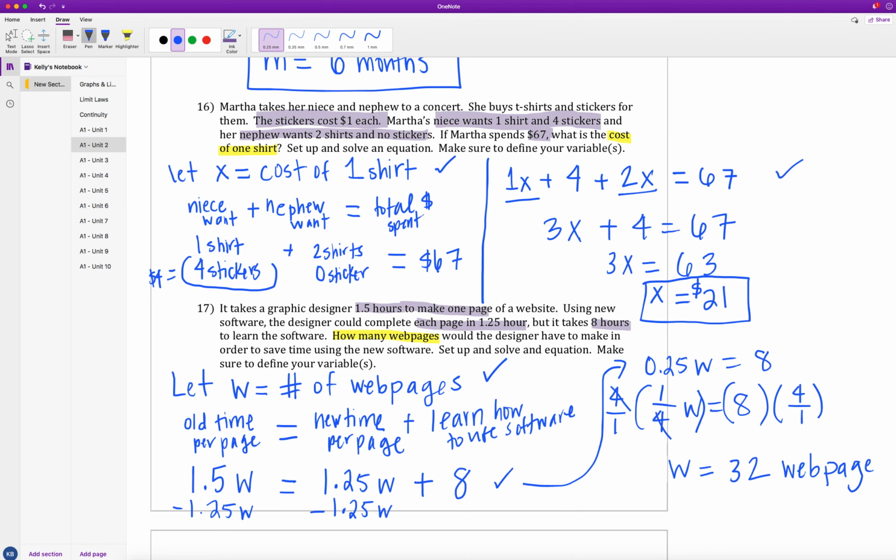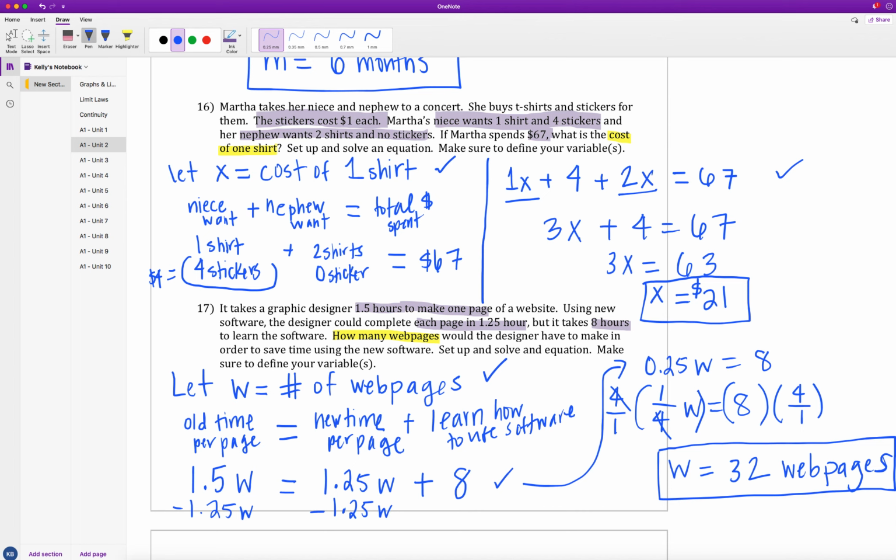So it would take this graphic designer 32 web pages for the old time to equal the new time. So if he's going to, or she's going to, create any more than 32 web pages, then it would make sense for them to learn the new software first and go with that route.